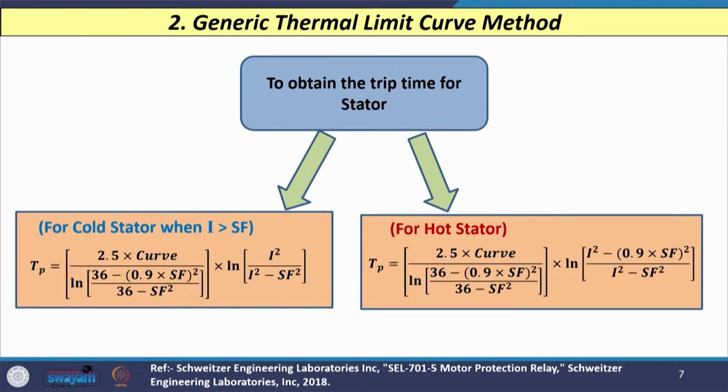To obtain the trip time for the stator, when cold stator is used, particularly when I is greater than the service factor SF, you have to use this equation: Tp is equal to 2.5 times curve times natural log of I squared divided by I squared minus SF squared. And when it is in hot condition, you have to use another alternate equation.